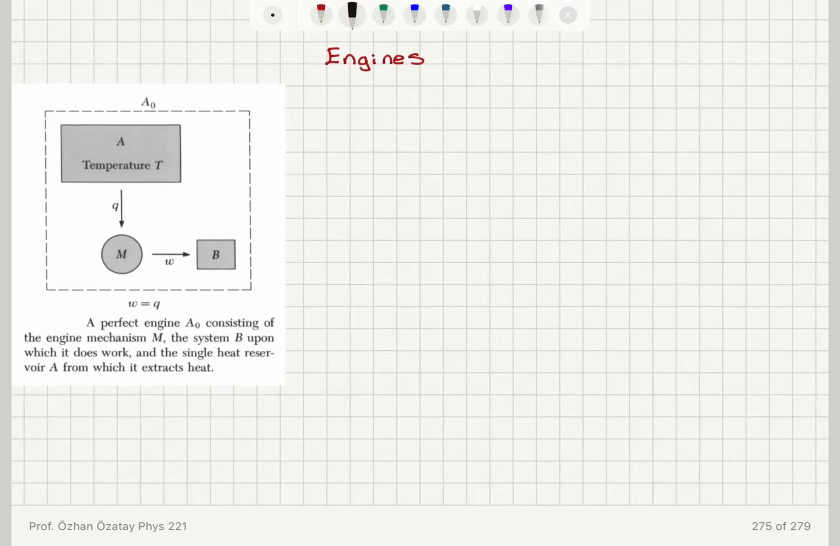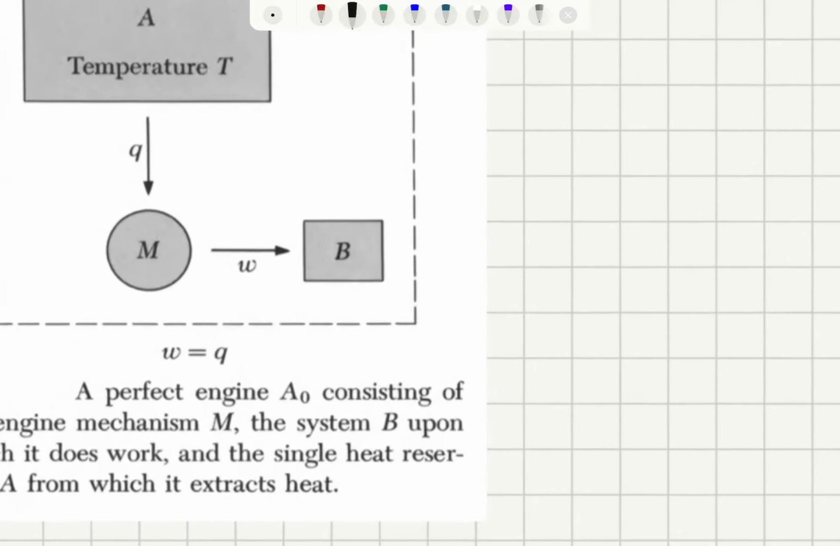We're going to give two examples of the entropy compensation principle. The first one is engines. An engine is a device that goes through a cyclic process. So we show the engine with this circle. So this M is the engine.